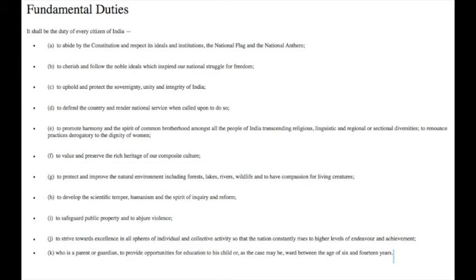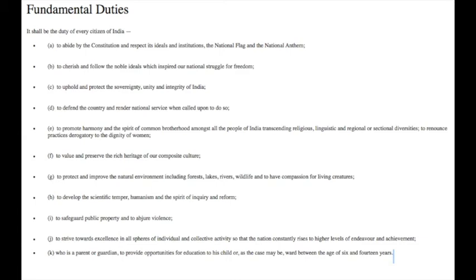Number 10, to strive towards excellence in all spheres of individual and collective activity, so that the nation constantly rises to higher levels of endeavor and achievement. Citizens should strive towards excellence individually and collectively, so that the nation constantly rises to higher levels and may achieve its goal. So it is the duty of every citizen to strive towards excellence for the achievement of the goal of the nation.